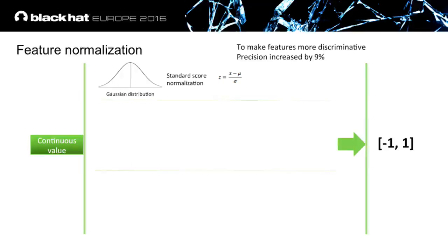For example, the size of the certificate file. This feature's distribution looks like this: a vertical line parallel with the y-axis. Seen from this distribution, this is a very bad feature because it's not discriminative. The system cannot make a decision depending on this feature. All the samples have the same value in this feature.